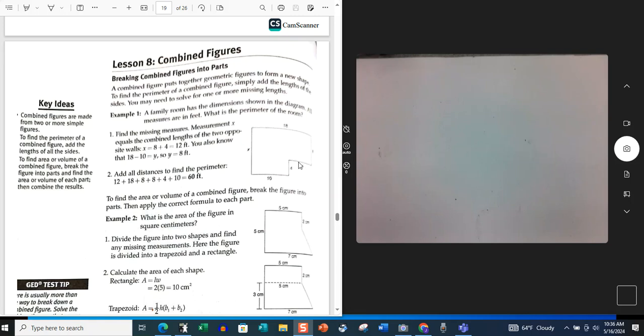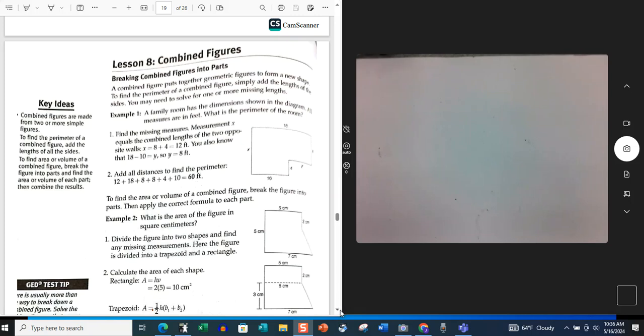And then now we need to find out what Y is. If you look here at 18, 18 is this 10 plus this Y. So that means Y must be 8. Then we add all of those sides together, and that gives us the perimeter of 60 feet.